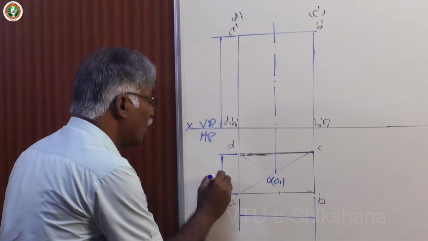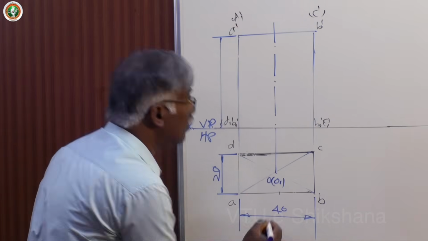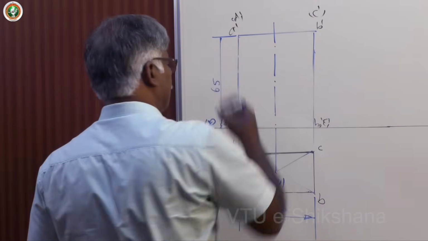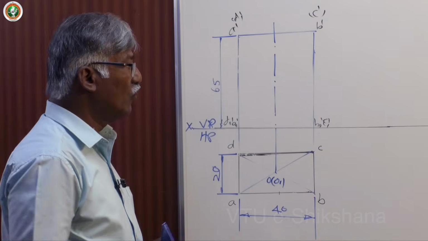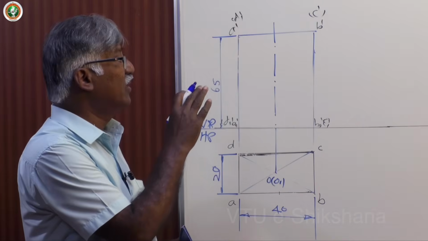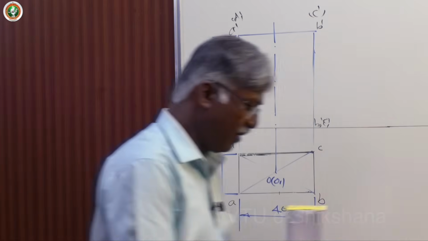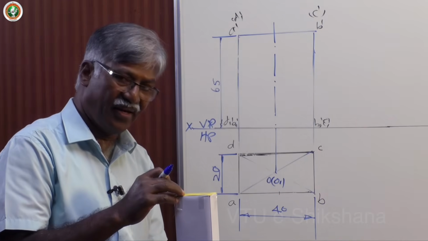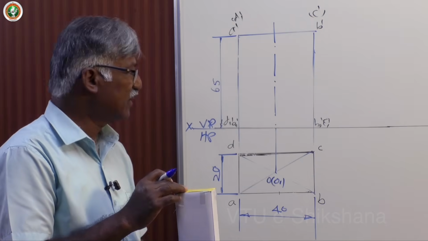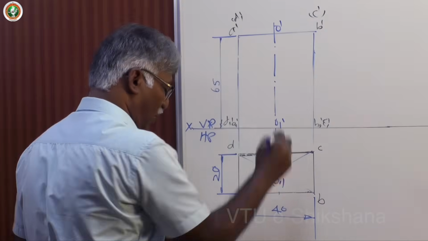This is 20 and this one is 40. 40, 20, height is 65. Now, the projection of solids when the rectangular prism has the longer base side parallel to VP. So naturally the axis is perpendicular to VP. We have O1. Okay, dark this.